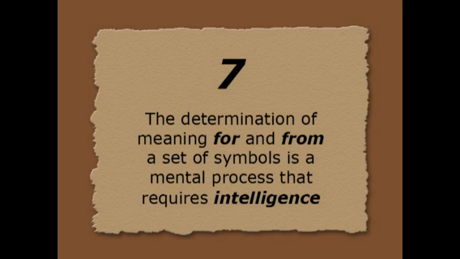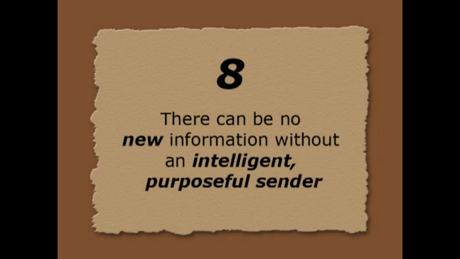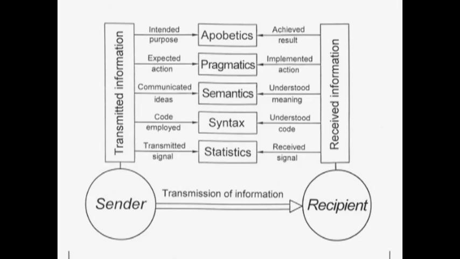Number seven, the determination of meaning for and from a set of symbols is a mental process that requires intelligence. That's what we see in all cases, in all known systems. Number eight, there can be no new information without an intelligent, purposeful sender. That's what we observe in all systems which are known.